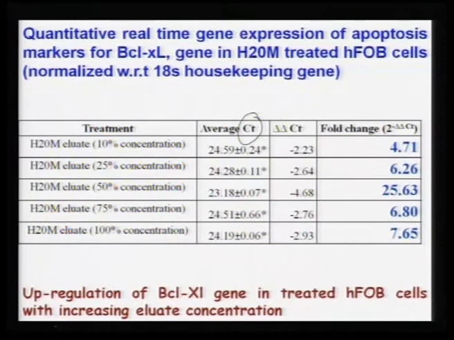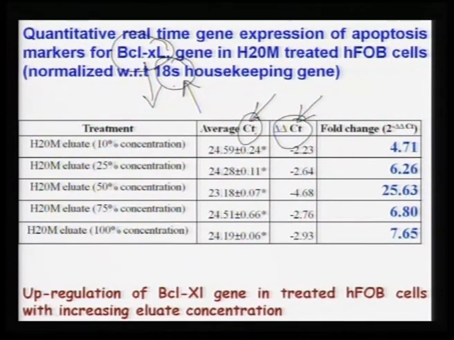If you go back to this one, you see another gene, BCL-XL, and it is normalized with respect to the 18S housekeeping gene. Now, here is the average CT value and the delta CT values. The average CT value means the number of cycles at which the BCL-XL gene is amplified to the highest possible expression level.